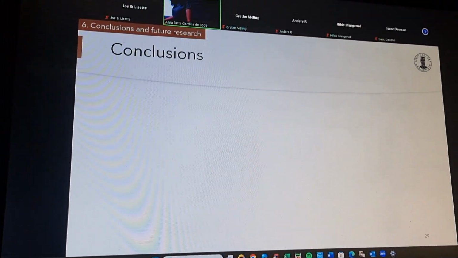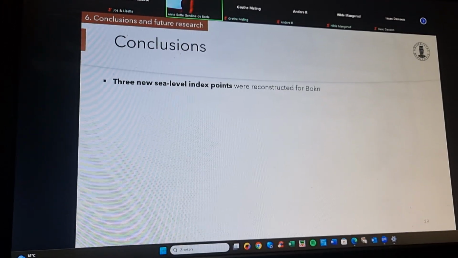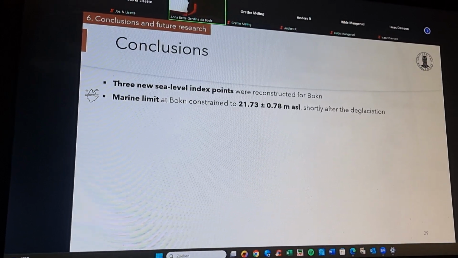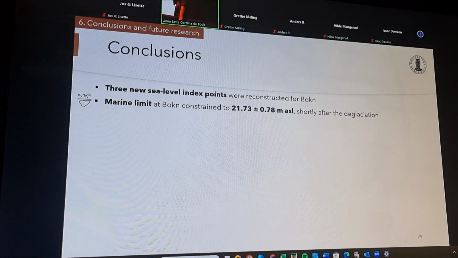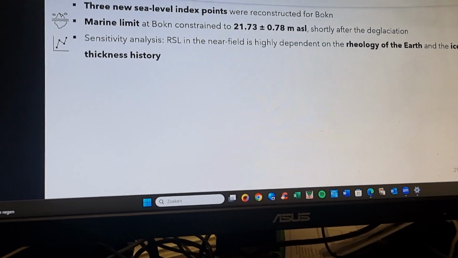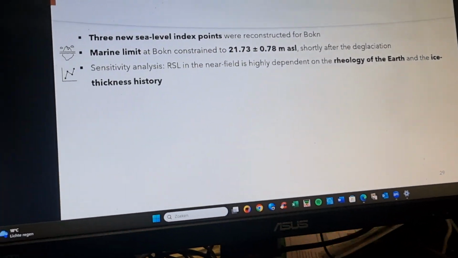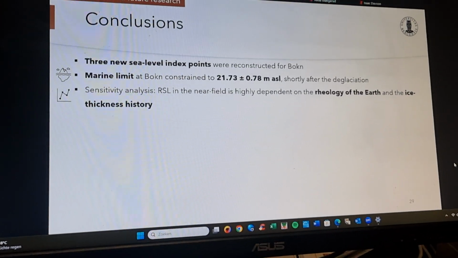So to conclude, 3 new sea level index points were reconstructed for Buchan. The marine limit was further constrained to 21.73 meters above present-day sea level, and happened most likely shortly after the deglaciation of Hoeken. The sensitivity analysis of the model showed that relative sea level in the near field is highly dependent on the rheology of the Earth and the ice thickness history, and these impact each other.